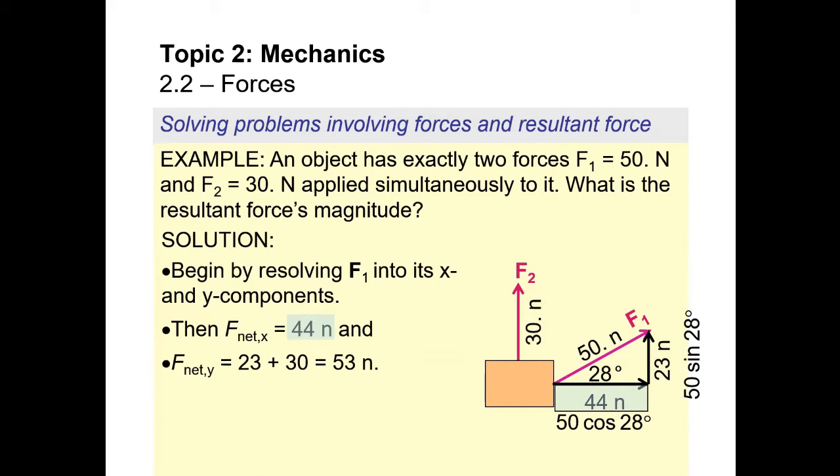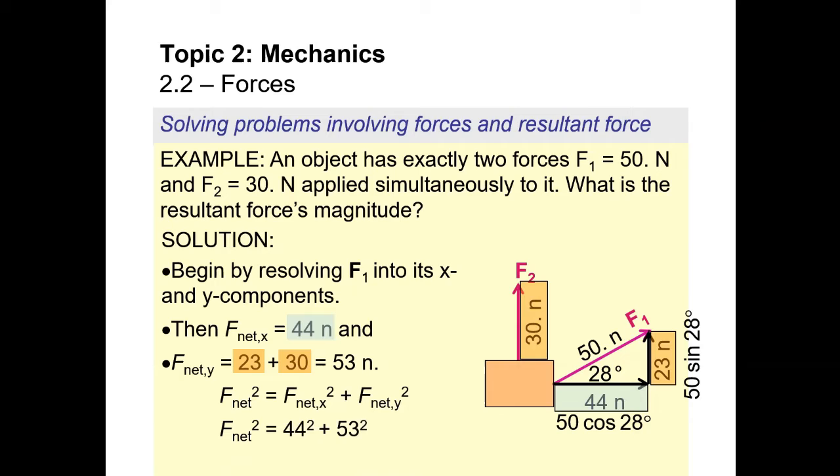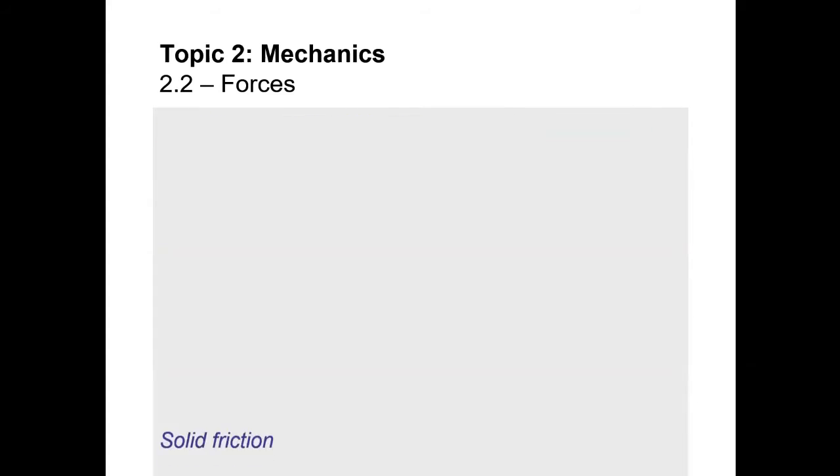F net in the y component, we have two forces, 23 newton from F1, and F2 is 30 newton. Total is 53 newton. So the resultant force: F net squared equals F net x squared plus F net y squared. F net x squared is 44 squared plus F net y squared is 53 squared, and total F net is 69 newton.